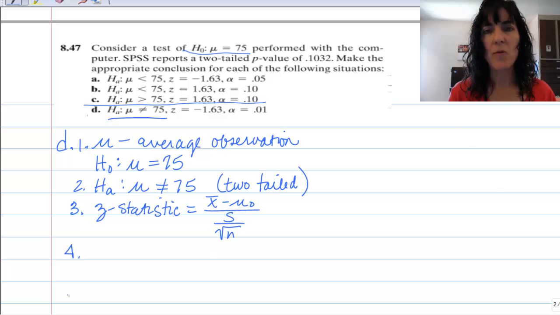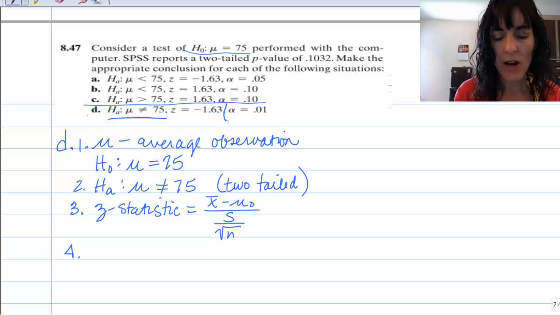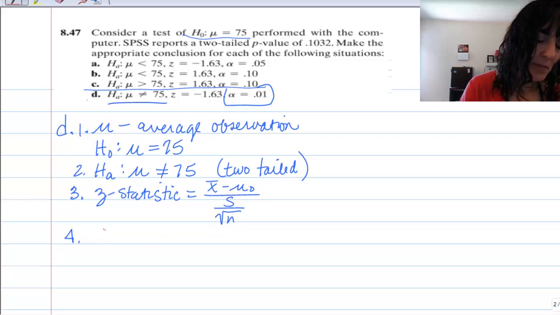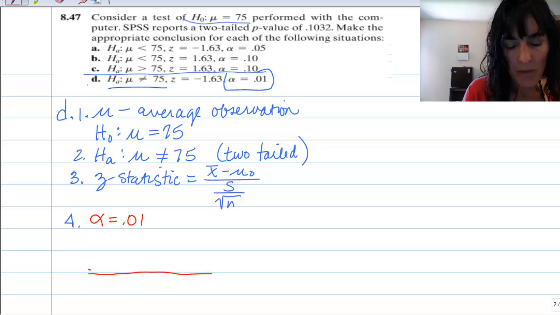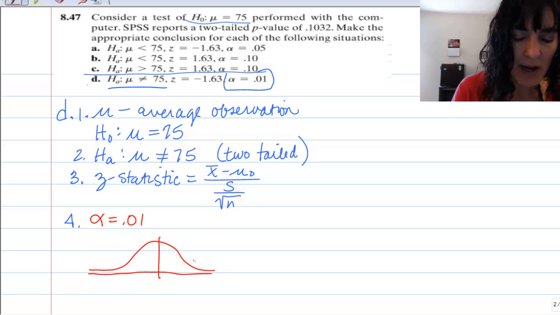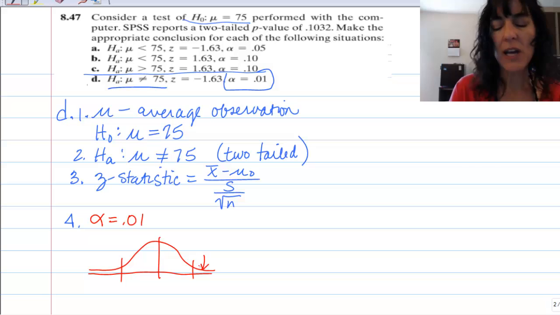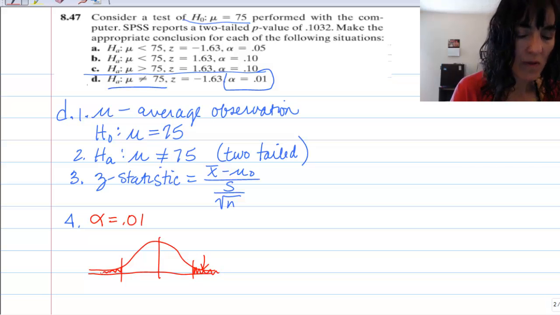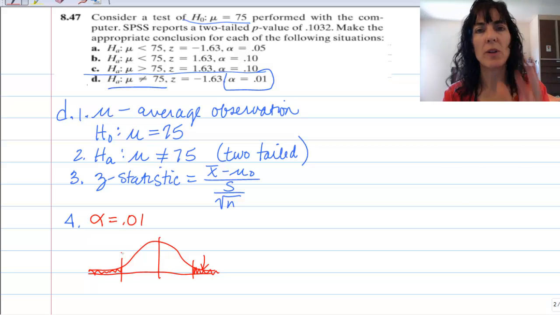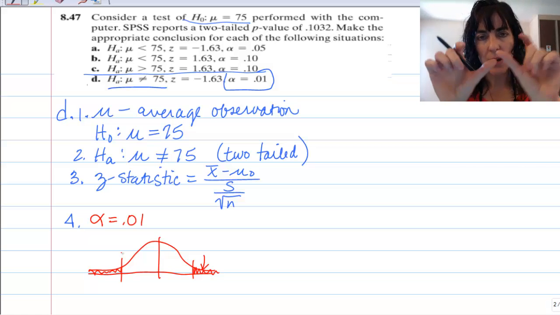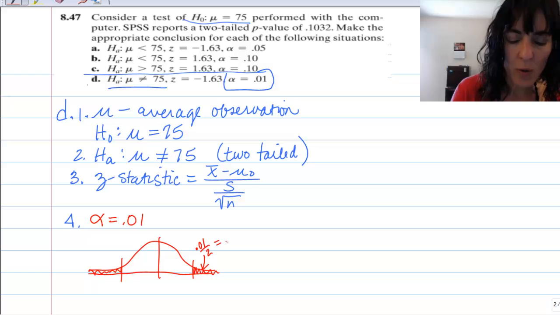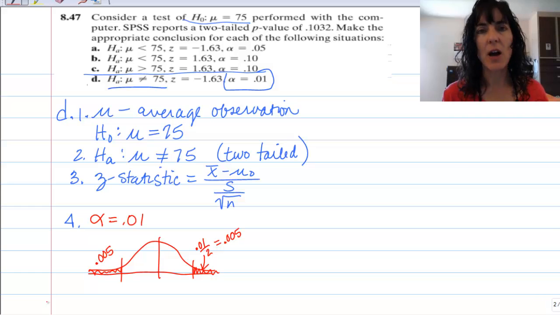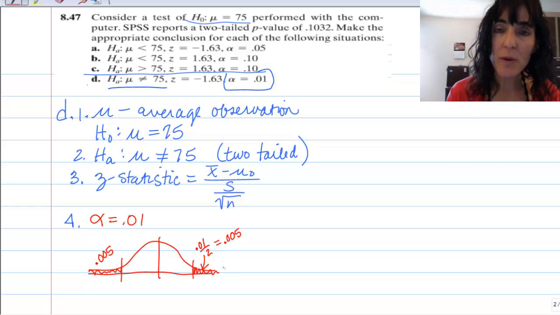And then step 4, I want to think about my alpha here. I have an alpha of 0.01. And so when I'm talking about alpha, in this case, I know I have two-tailed, and I want each tail to be half of the total area. The total area is 0.01, and then I want to break that in half and put it on each end. So it's going to be 0.01 over 2, or 0.005 for both ends. And that's how much area I have there. Now that's going to be my rejection region.